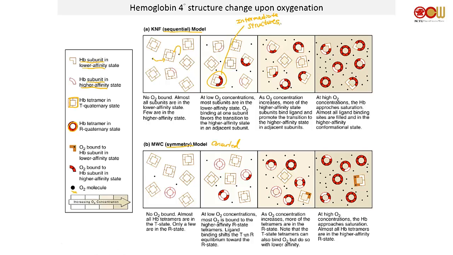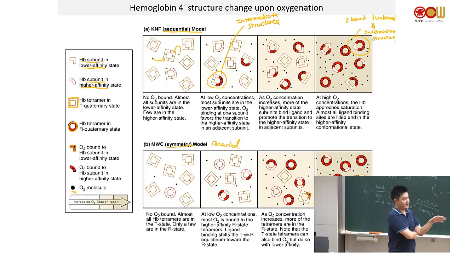Start to form intermediate structures, and then as the oxygen eventually increases, you have different intermediate structures. At places like this, you have, for example, three bound, one unbound, and you still have an intermediate structure. Looking at this model, in a way, it's kind of what you guys expect, right? Because one subunit binds, it changes conformation, and then I start to bind other subunits, right?